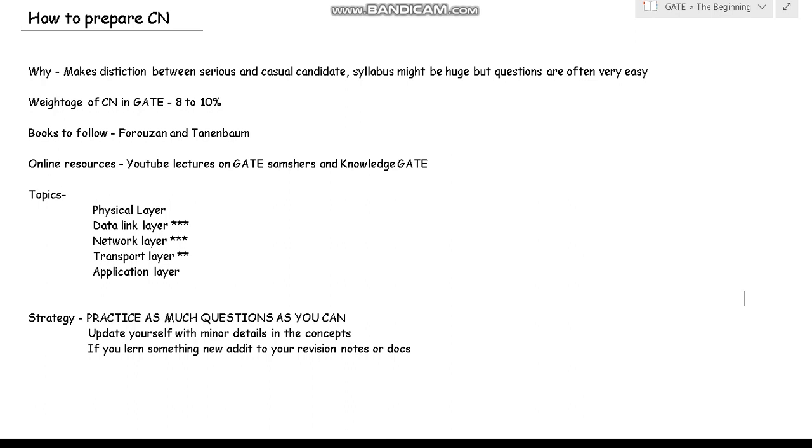Then the next one is the network layer. Now in the network layer, there is a very good chance for the examiners to set tricky questions, because it involves lots of headers, and second, there are very minor details, like you must remember the format of the IP headers in order to answer a few of the IP related questions, right? So you need to be thorough with that. You need to remember the header, right?